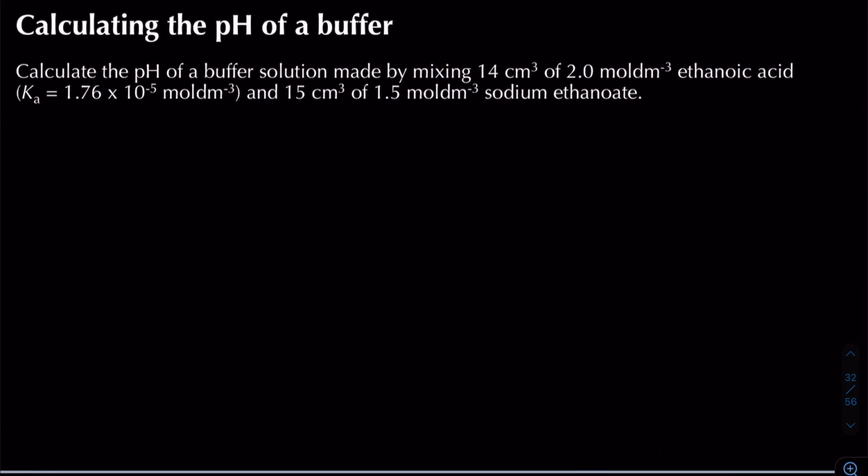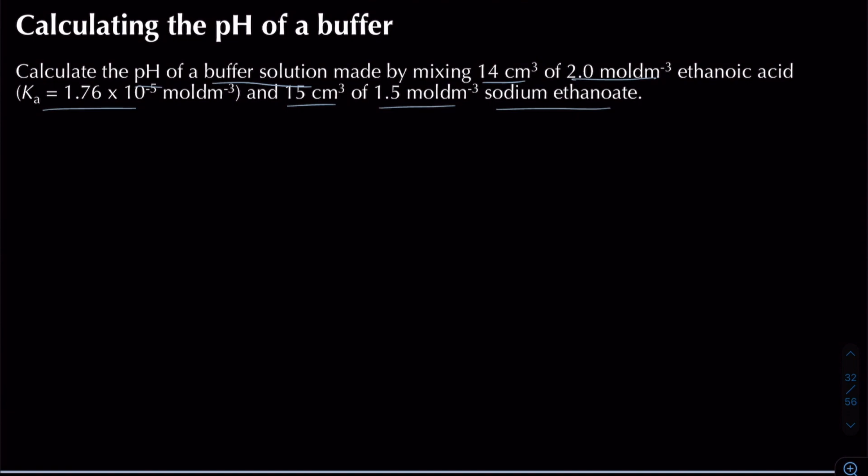So let's look at an example together. We're asked to calculate the pH of a buffer solution made by mixing 14 centimeters cubed of 2 mole per decimeter cubed ethanoic acid. That's got a Ka as given here, and we're told that's mixed with 15 centimeters cubed of 1.5 mole per decimeter cubed of sodium ethanoate itself.